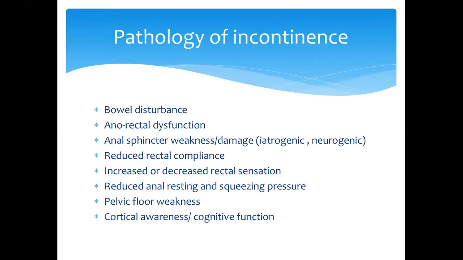Next slide. So these are the different causes of pathologies that cause fecal incontinence. Any disturbance in the cascade that we have mentioned in the physiology will cause incontinence, starting from any disturbances in the bowel, resection or injuries, to anorectal dysfunction, anal sphincter weakness or damage, reduced compliance of the rectum, increased or decreased sensation of the rectal area, changes in the anal squeezing and resting tones and pressure, weakness in the pelvic floor, or even the high up cortical awareness or cognitive function.